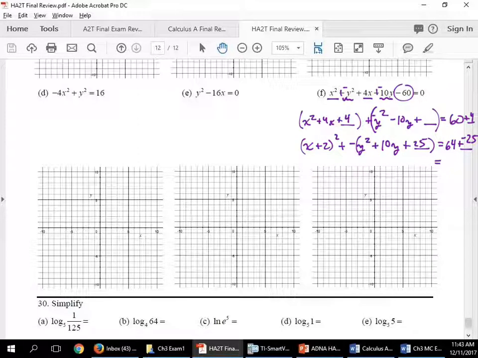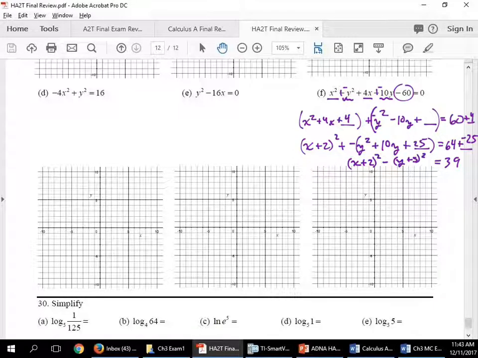So let's write what we have now. What is 64 minus 25? 39. Is it 39? Yeah. It is 39, huh? Boo. That'd be better if it was 49. Okay, so then we have x plus 2 squared minus y plus 5 squared equals 39.